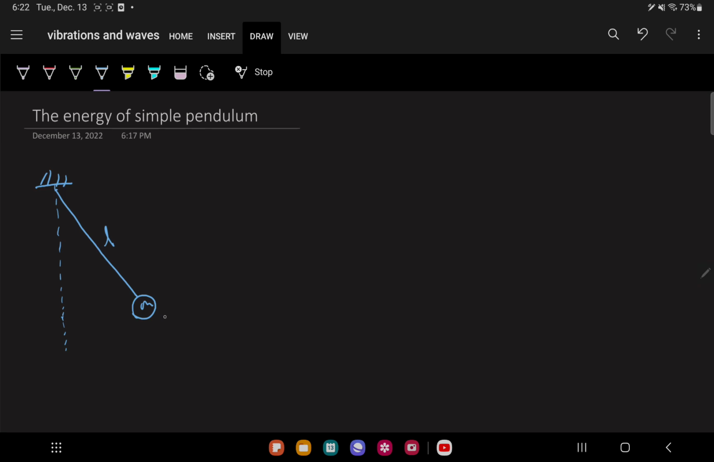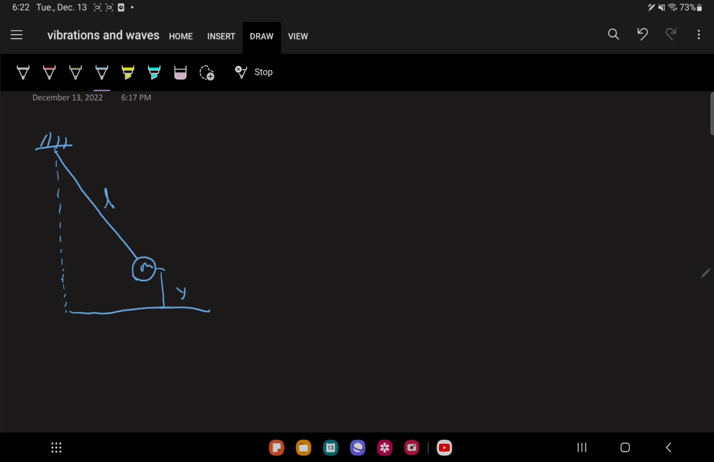And then if we define a new quantity here, which is the distance from the ball to the bottom of the ground, we define that as y. We define the distance from the axis to the ball as x. Well, then we draw some dotted line here. Then this distance right here, which I just drew, is equal to the length minus y.